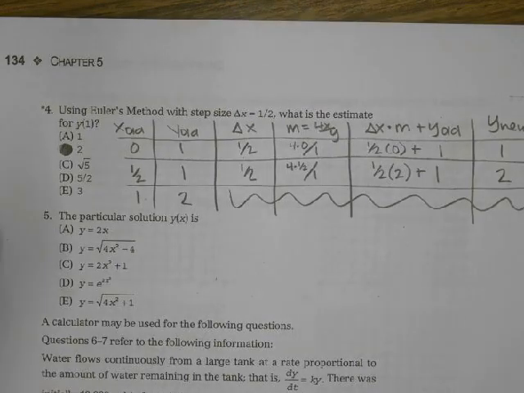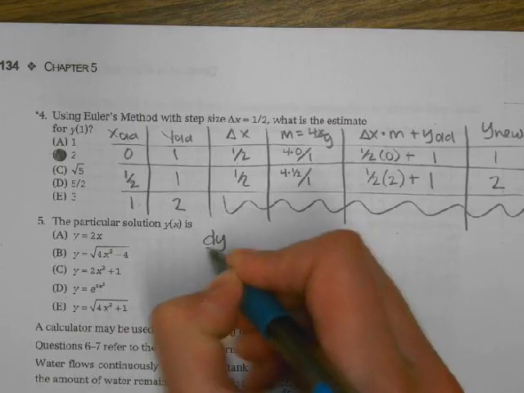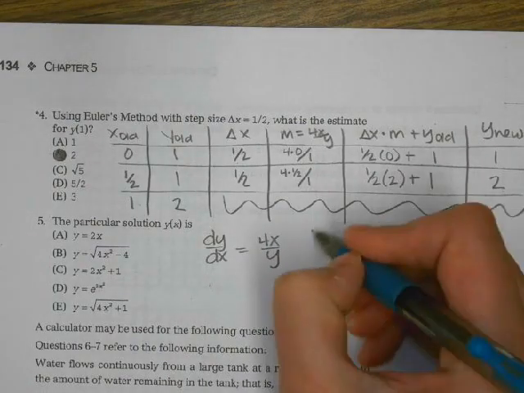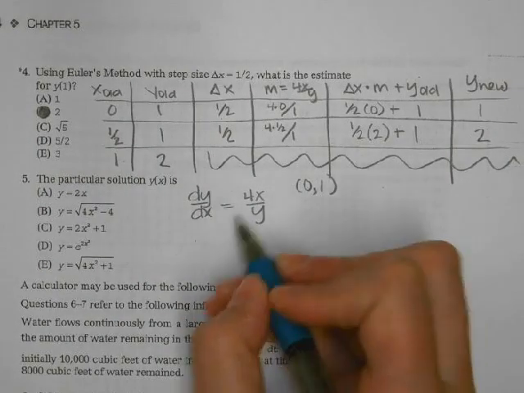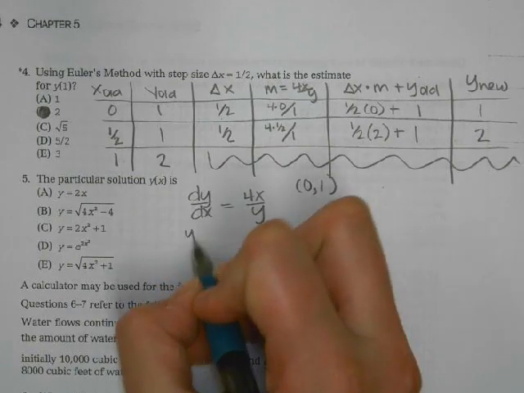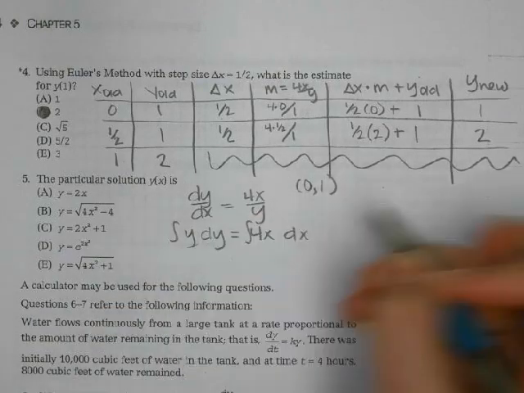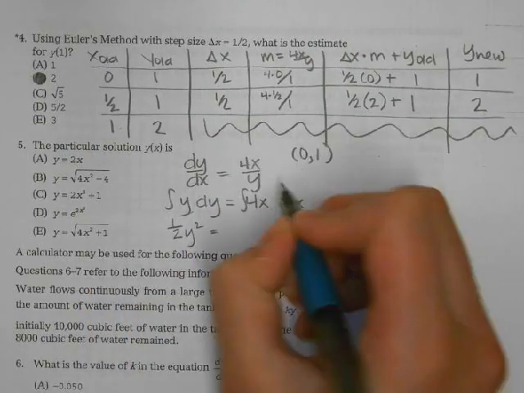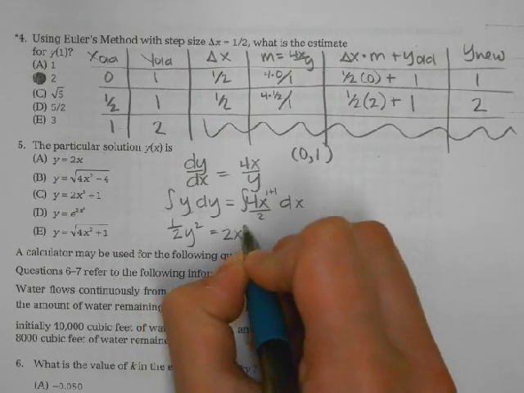So, all right. The particular solution, so this is where we're going to say dy/dx was 4x over y. We know we had that initial condition of 0, 1, so now we can go ahead and actually solve this differential equation for the specific solution, not even general. So I'm going to move my y over to this side, so I've got y dy equals 4x dx, and I'm going to integrate each side. So 1/2 y squared equals 2x squared plus c.